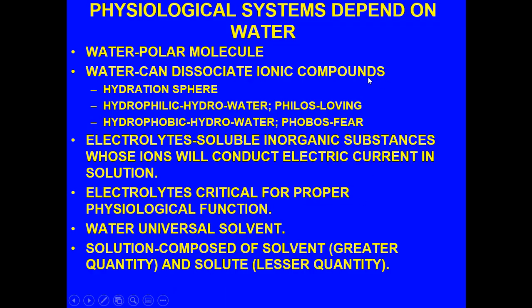Now, physiological systems depend on water. Water is a polar molecule. Water can dissociate ionic compounds. We've talked about the hydration sphere. Now, here's a couple of terms you need to know and understand, because they're going to come up a lot of times throughout this course and the next one.